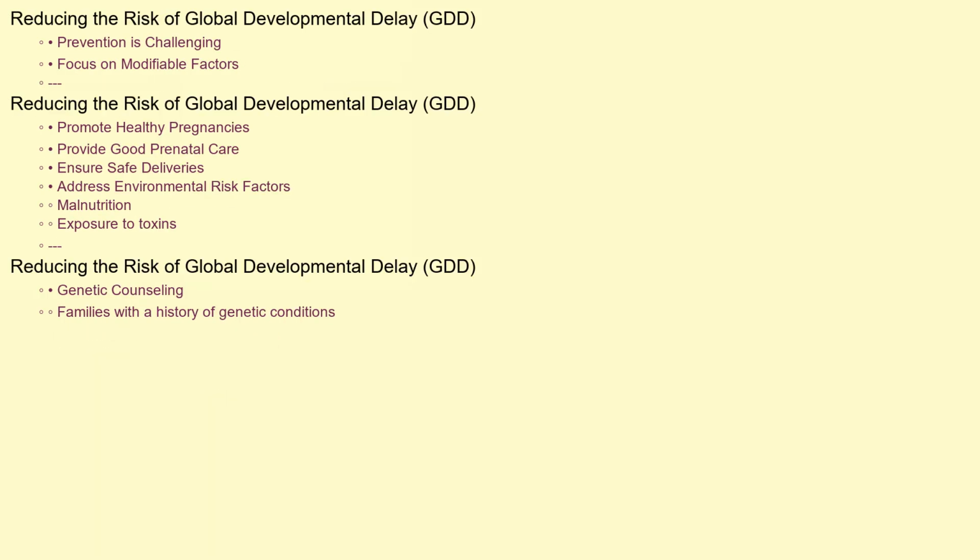Unfortunately, there isn't a way to completely prevent GDD in all cases, as many causes are beyond our control. However, promoting healthy pregnancies, providing good prenatal care, ensuring safe deliveries, and addressing environmental risk factors like malnutrition and exposure to toxins can all help reduce the risk. Genetic counseling may be beneficial for families with a history of genetic conditions.